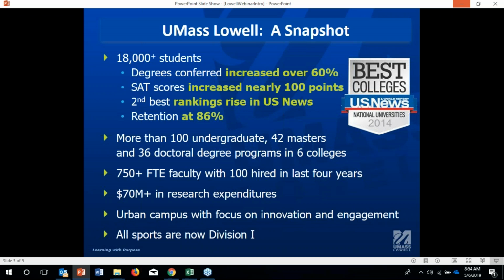18,000 students, and the number of students and the quality of the students has been increasing enormously in the last several years. We have more than 100 undergraduate, 42 masters, and 63 doctoral programs in 6 colleges, and 750 FTE faculty, 100 of them hired in the last 4 years. So there's been growth, more than $70 million in research expenditures, and exciting research being done by our young dynamic and also more senior dynamic faculty members in various fields.